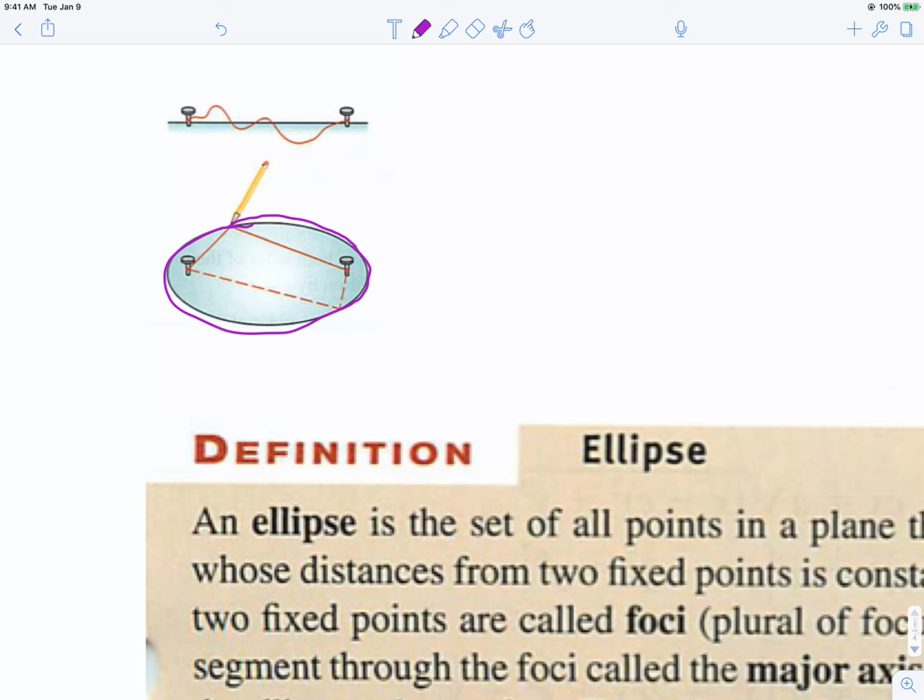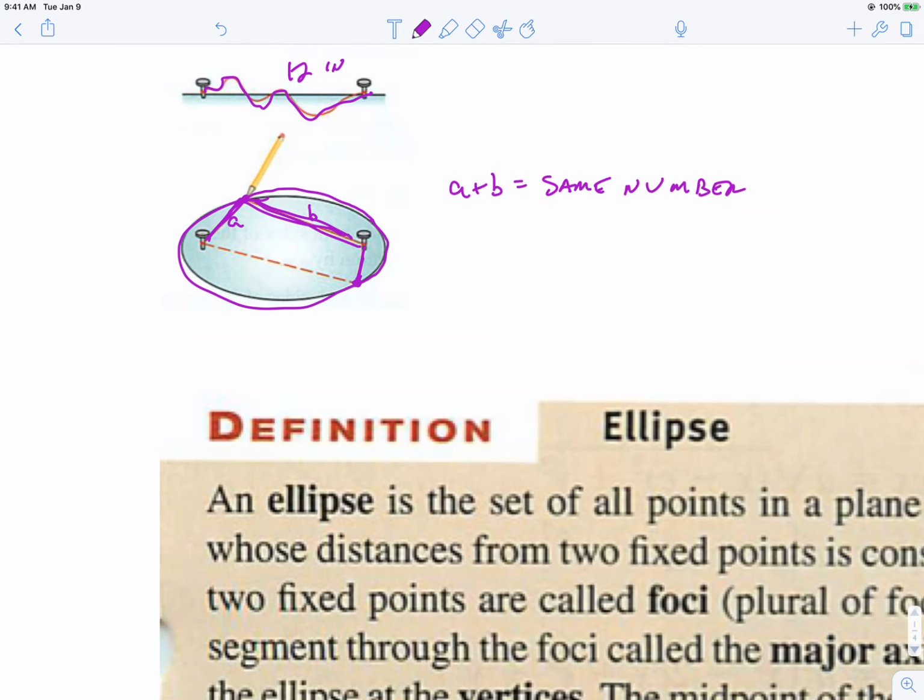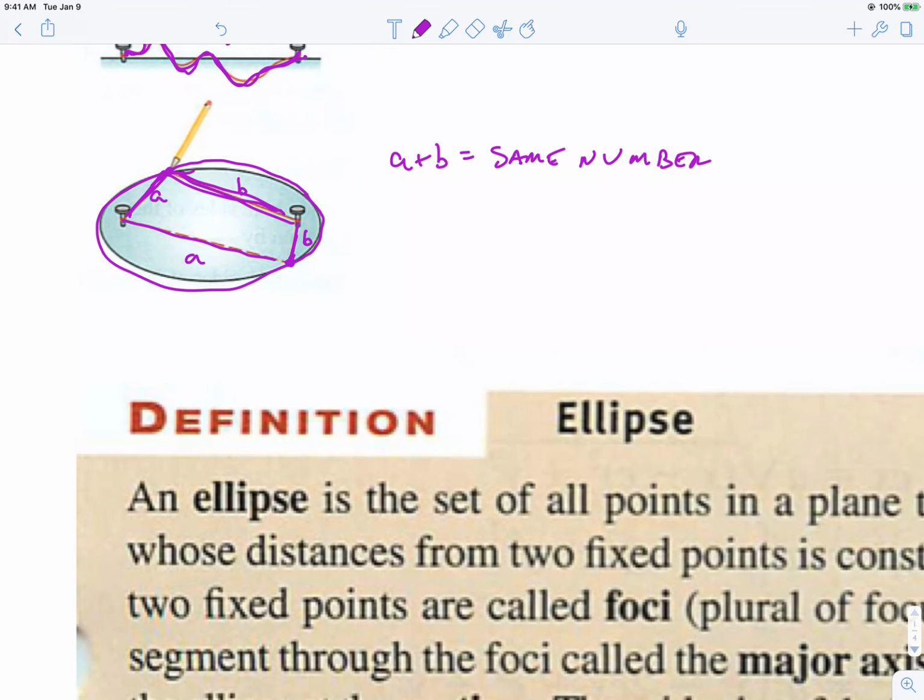All right, and that gets at our definition. Now, because the string never changes, we could call that length A and that length B. We know that A plus B will always be the same number no matter where I am. Let me show you what I mean by that. Here's an A and B. If I add these together, we get the length of this string. Let's just say it's 12 inches long. A plus B will be 12 when I'm here on the ellipse, right? It's always going to be 12 because the string was 12 inches long. If I'm at a different point on the ellipse, say down here, B is now this and A is now that, and A plus B will still equal 12 because the string is still 12 inches long no matter what. So that's key to the definition of an ellipse, that A plus B is always the same.